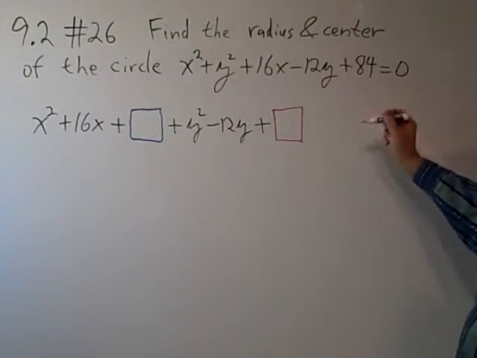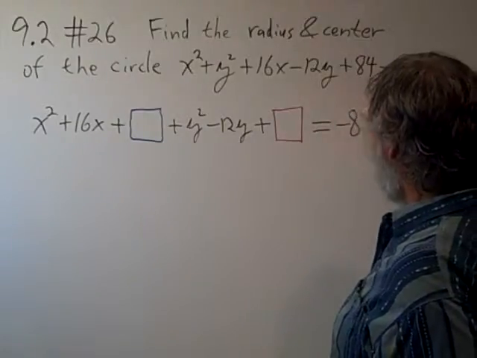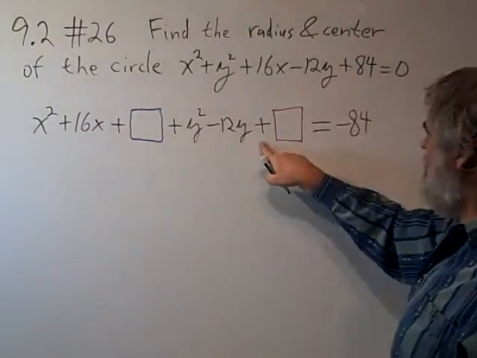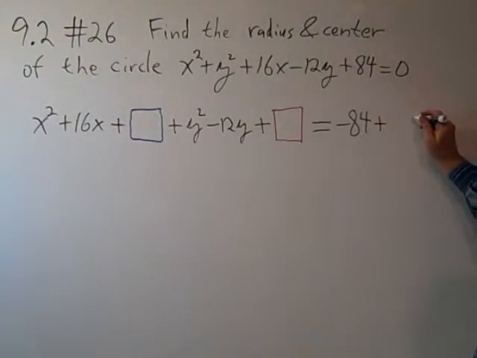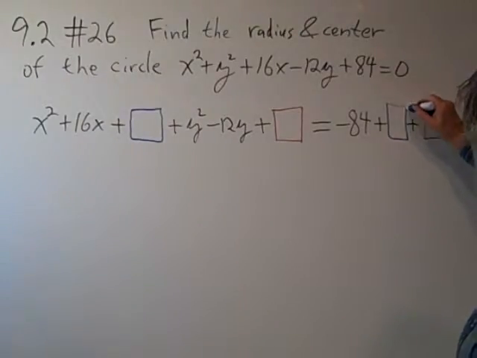Now the 84, let's put on the other side of the equal sign, where it's negative 84. We subtracted 84 from both sides. But we added a blue box and a chartreuse box to both sides, so we need to add them to both sides, to the other side of the equation. So we add it to one side, we have to add it to the other side. And so we get this blue and chartreuse box appearing on the other side of the equation as well.